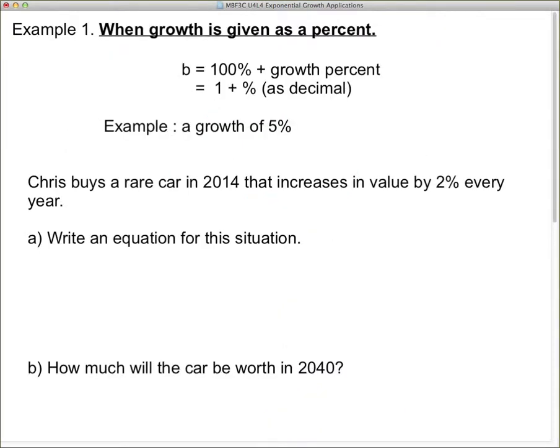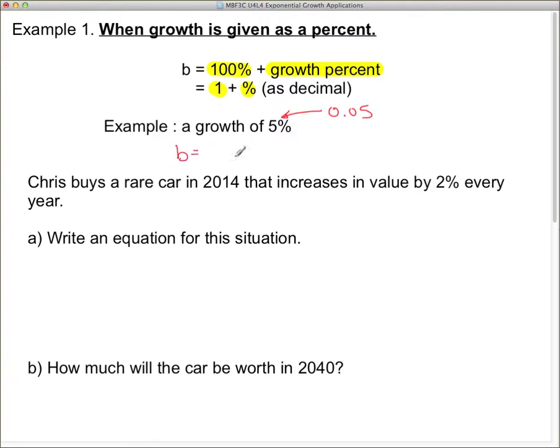Looking at the next one here, when the growth factor is given as a percent, b equals 100%, so it's growing, so you retain 100% of the value that you had prior to that, plus a little bit more. And the way we do that, we take 1 as our 100% and then add our percent as a decimal. So in the case of the example of 5%, if I want a growth of 5%, first of all, I have to write 5% as 0.05.